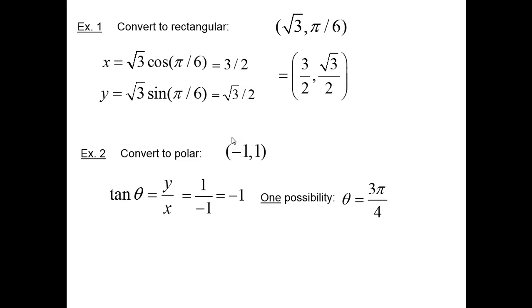Now, the reason they're saying 3 pi over 4, of course, is because we have more than one possibility here. Any angle that's coterminal with 3 pi over 4 would get us to that same location. So there's more than one answer. 3 pi over 4 plus 2 pi would get us the same location.